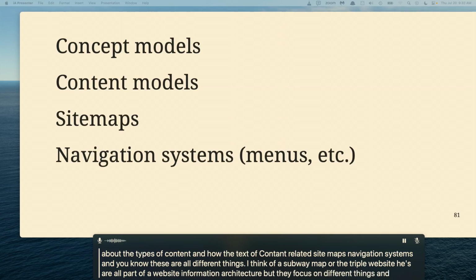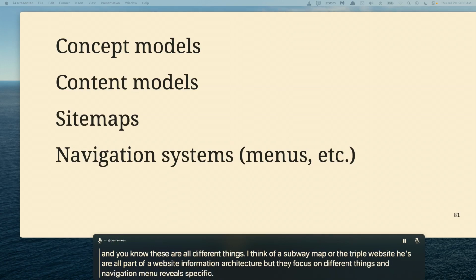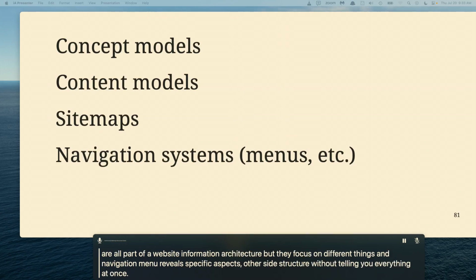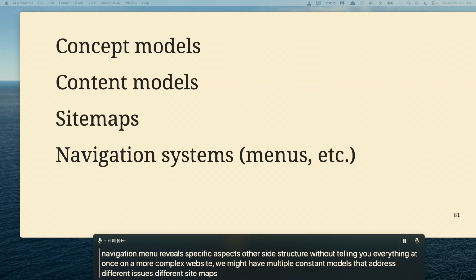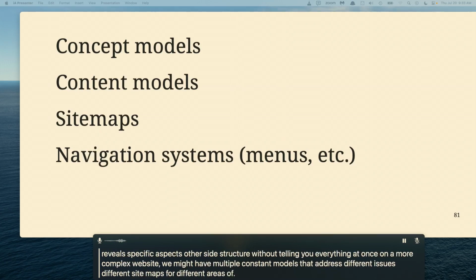A navigation menu reveals specific aspects of a site structure without telling you everything at once. On a more complex website, we might have multiple concept models that address different issues, different sitemaps for different areas, and multiple menus for different purposes, and that's fine.